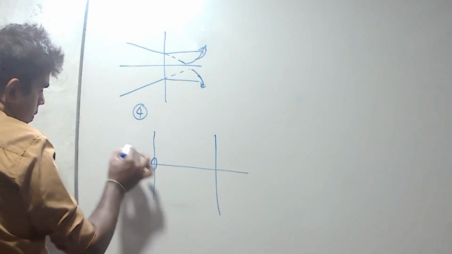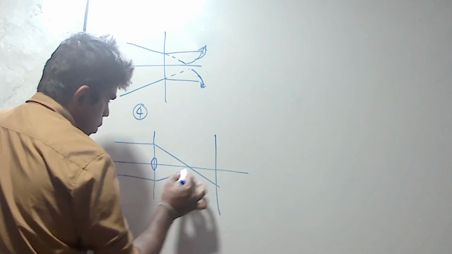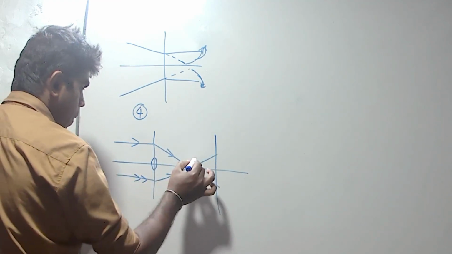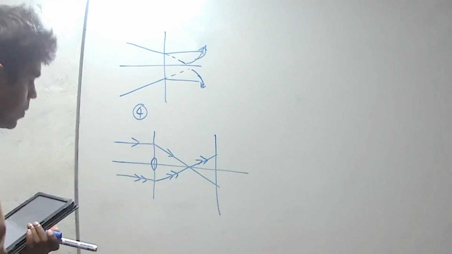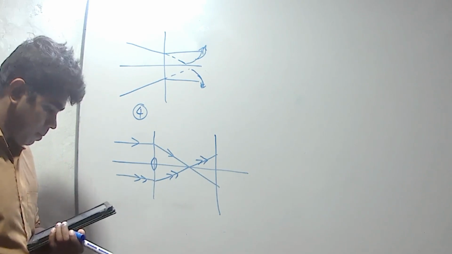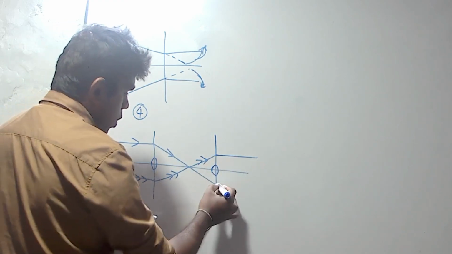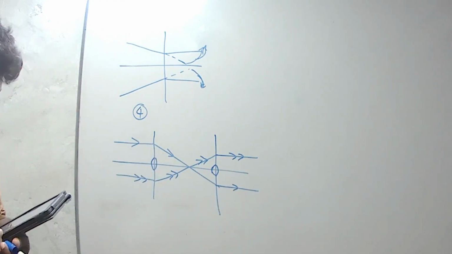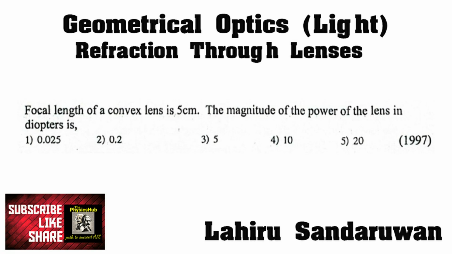We can use a convex lens to get these 2 rays. Then again we can use another convex lens to get parallel rays. This is the correct ray diagram. Then we can use two convex lenses. Answer is 4.